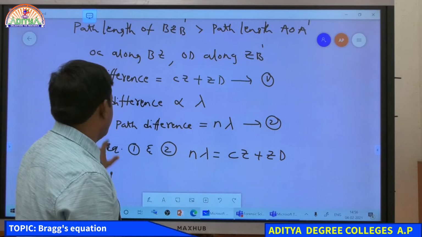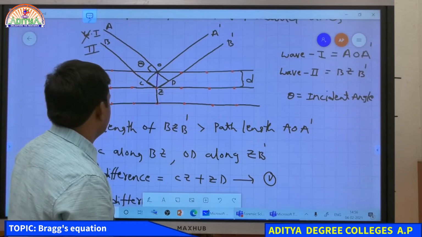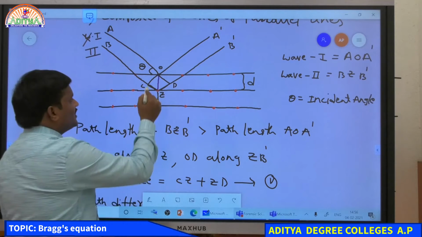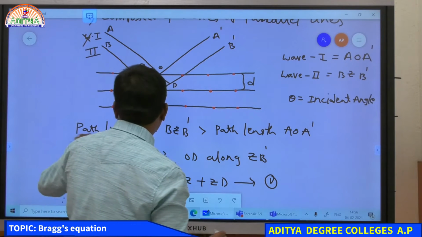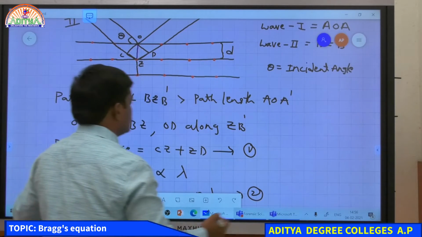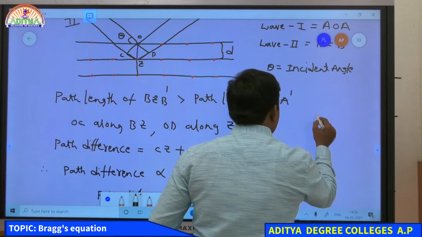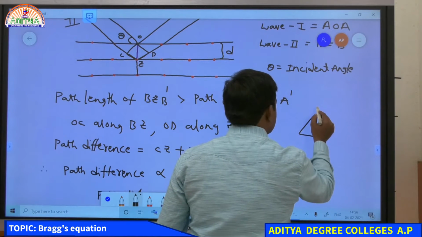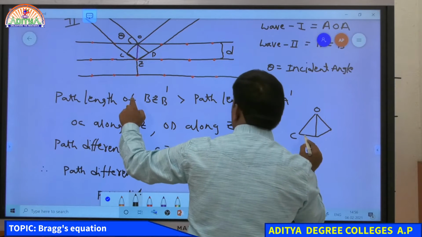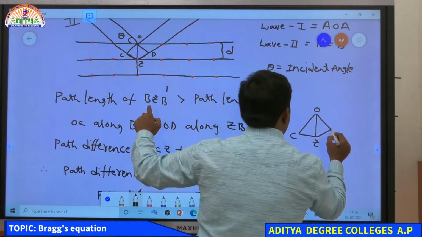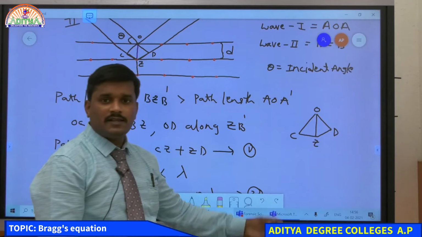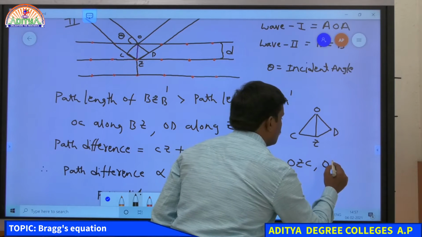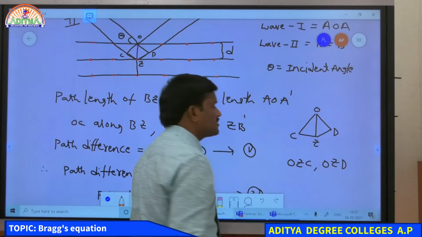So what are CZ and ZD? Look at the diagram again. This is CZ and this is ZD. Both are equal. Why? Here there are two triangles. This is one triangle and this is another triangle. This is O, this is C, this is Z and this is D. So the two triangles are OZC and OZD.